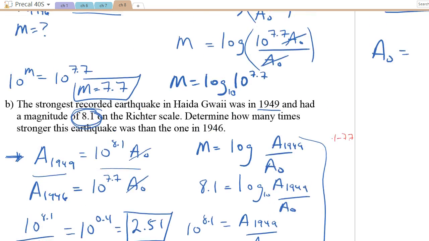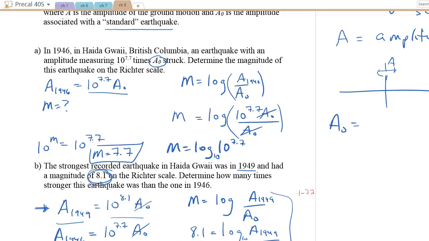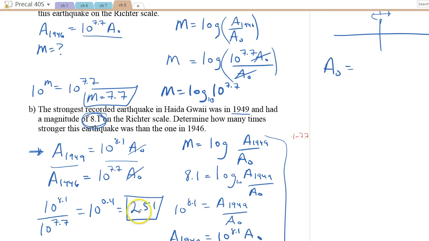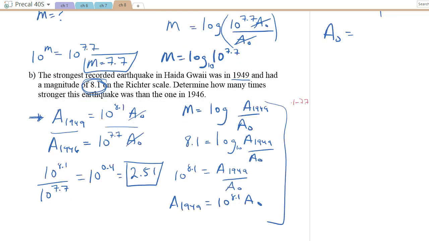Okay, so again, just like my discussion about how earthquakes work, here we went from 7.7 to 8.1, and if it would have gone up 1, like if it would have gone from 7.7 to 8.7, then just by understanding how a logarithmic scale works, we could have said it would have been 10 times as much. But since it only went up 0.4, the increase was 10 to the power of 0.4.